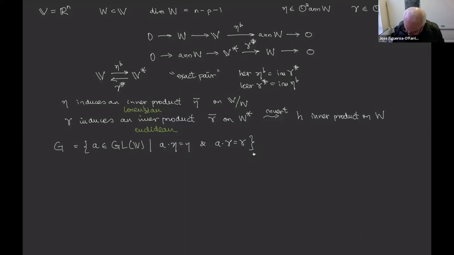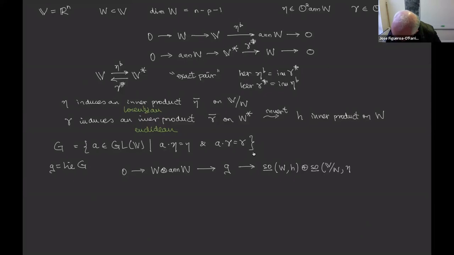So its Lie algebra. The Lie algebra of G, the correct thing you can say is that it's an abelian extension of the following. So we have the following exact sequence. We have W tensor annihilator of W, and then we have G, and then the quotient. This is an abelian ideal, and the quotient is going to be the SO of W relative to this H inner product, which is the inverse of gamma bar, and SO of V mod W with eta bar. And this sequence splits, but the splitting is not canonical.